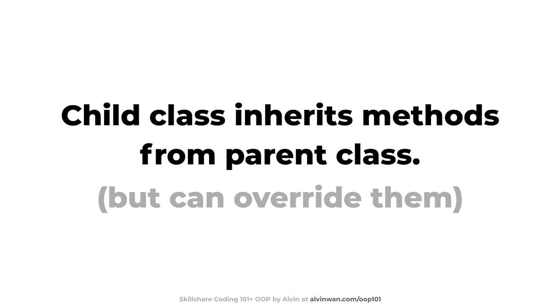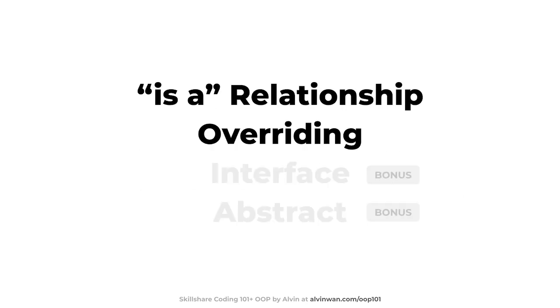In summary, the child class inherits methods from a parent class by default. However, the child class can override or redefine those methods. These two concepts are the core takeaways. We'll cover the last two bonus concepts after a brief summary of what we've learned so far.